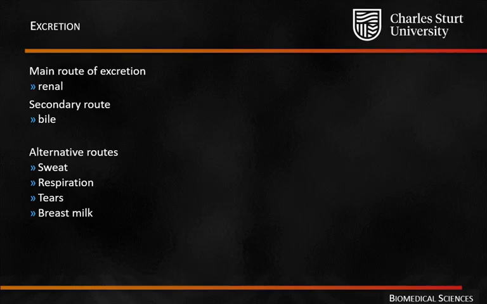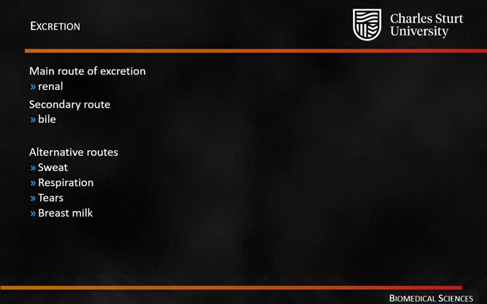Now, if we move on to the next part of elimination, which is excretion. The main organ involved in excretion is the renal, so it's managed by the kidneys. A secondary route of excretion is through the bile duct. What will happen is the metabolites or the drug itself is put into the bile, and then that is excreted into the small intestine and eventually passes out with the rest of the fecal mass. Drugs can also go via other routes, but these are very minor in comparison to the previous two.